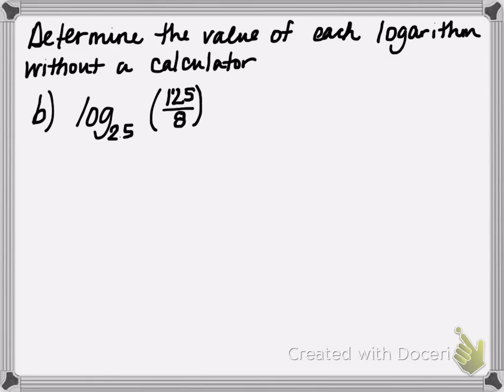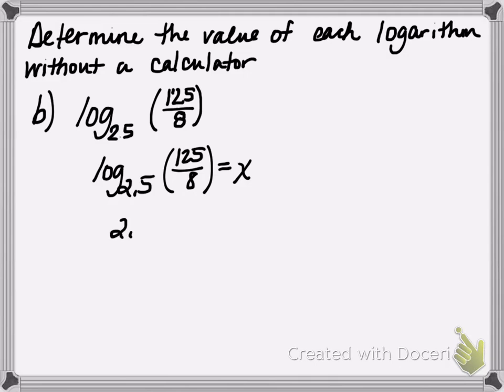Part B is log base 2.5 of 125 divided by 8. So again, I don't know what this logarithm is equal to, so I'll just equal it to x, some unknown. And rewriting this in exponential form, this is the same as 2.5 raised to the x power is equal to 125 divided by 8.